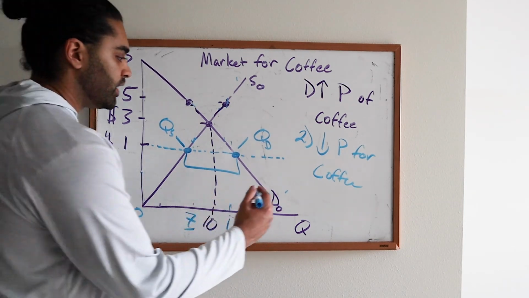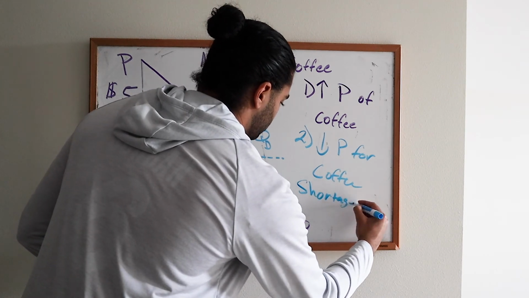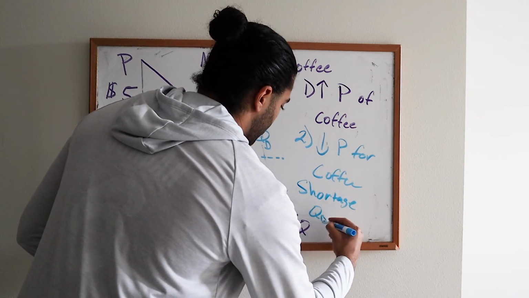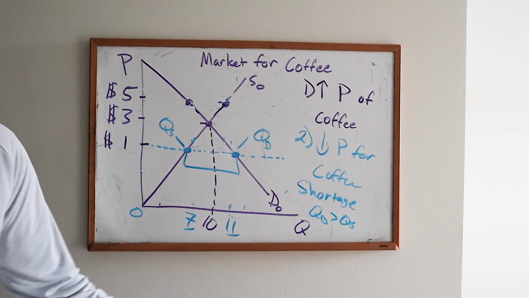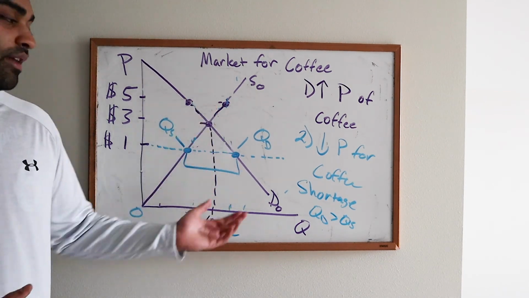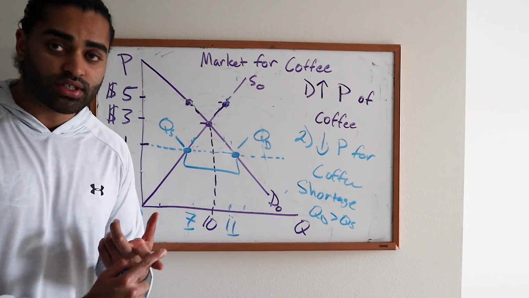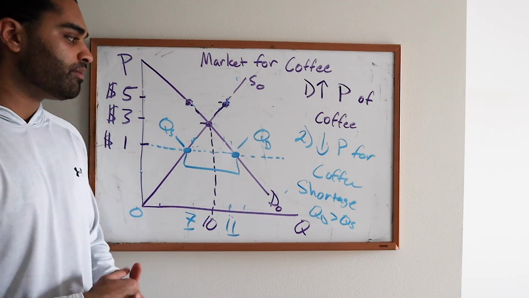So in this case, we call this a shortage. This is when quantity demanded is greater than quantity supplied. Again, you can look at the numbers: 11 is greater than 7 in this case. So the way you fix this is you increase the price. If you increase the price, this discourages consumption and it encourages production. So that's how you fix this problem.